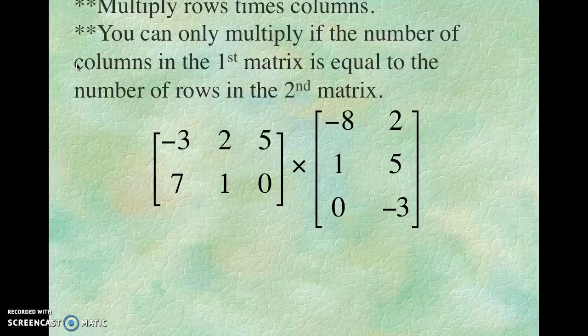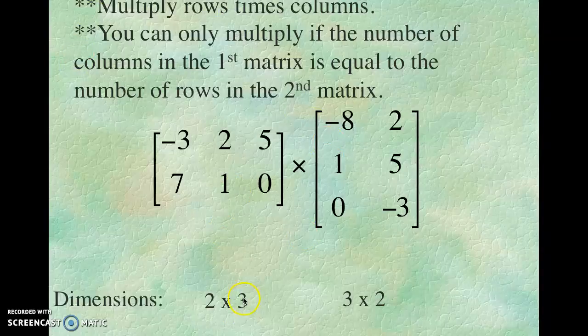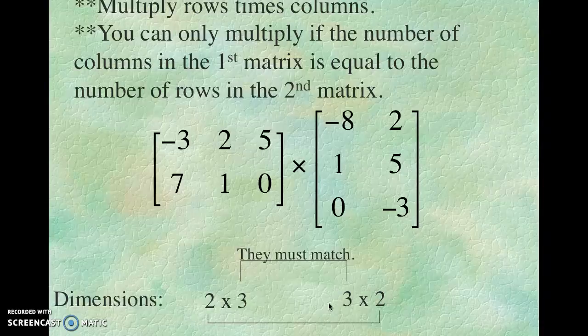So for these two matrices, we have a 2 by 3 matrix and a 3 by 2. Since we have 3 columns in the first matrix and 3 rows in the second matrix, we can multiply. Since the inners match, we can multiply. The answer will be the outers, which is a 2 by 2. That's going to be the dimension of our answer. So let's look at an example.